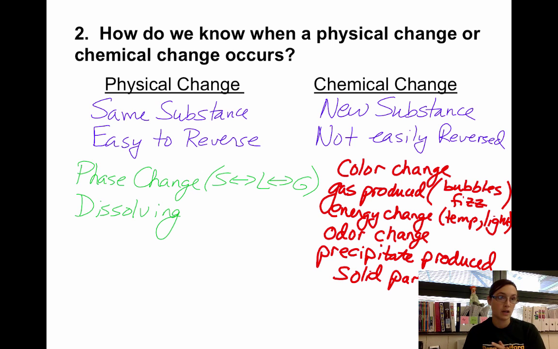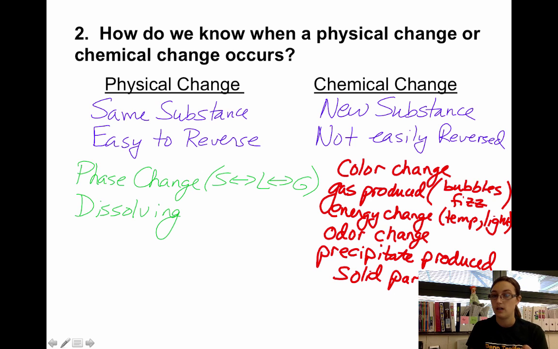What else would we have? Mixing things and forming a solid, right? That's an actual chemical reaction. So here are things to look for. These that are in red are your evidence that a chemical reaction or a chemical change took place.